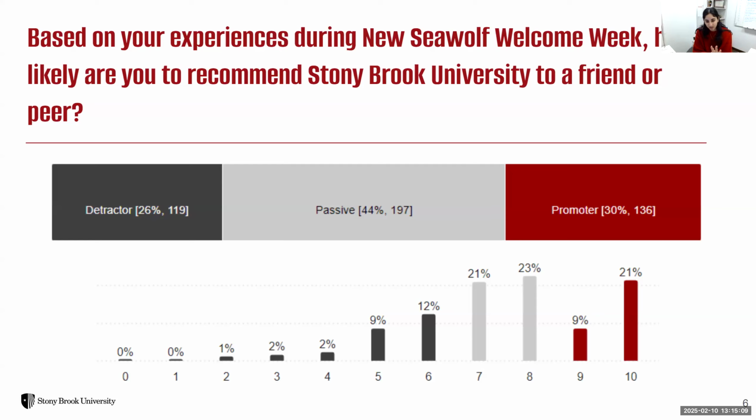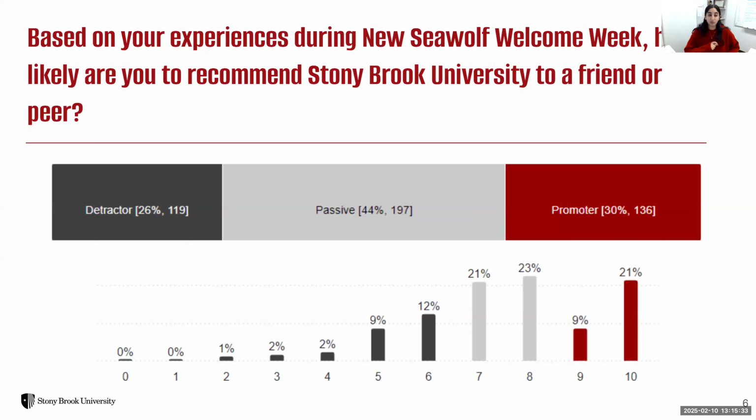I changed it a little bit, but it gives you two charts. One chart is based off the NPS grouping, so it'll give you detractors, passives, and promoters, and then it'll also give you the full breakout of the 0 to 10 scale. For context, again, we use the NPS question in almost every survey that comes out of student affairs, including orientation week, which is called New Seawolf Welcome Week.